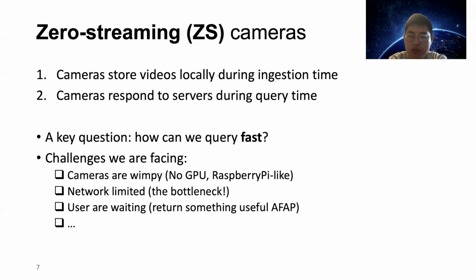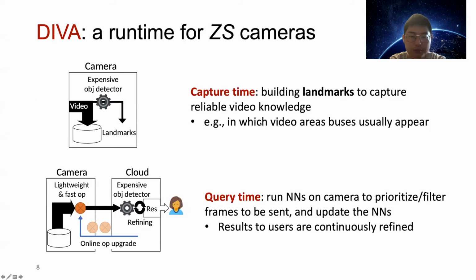There are multiple challenges we are facing here. For example, the cameras are low cost and wimpy, with hardware like a Raspberry Pi. The network bandwidth during query time is limited, and it will be the bottleneck of the end-to-end query speed. Finally, once a query has been issued, the users will be waiting, and we want to deliver useful results as fast as possible to the users.